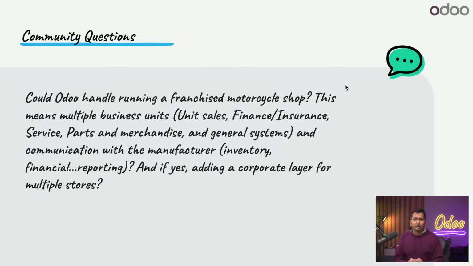Could Odoo handle running a franchise motorcycle shop? Definitely, Odoo does have franchise, branch, and multi-company or intercompany mechanisms. There's a great video on YouTube about that. You want to look for Odoo branches and companies on YouTube, and you will definitely find that video. It is doable. You can definitely set up branches with a multi-company or child company setup, and the intercompany rules will definitely serve the purpose.